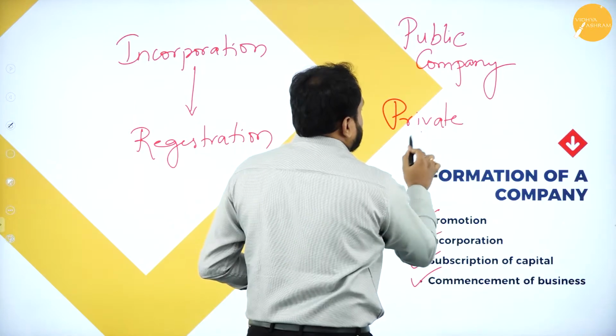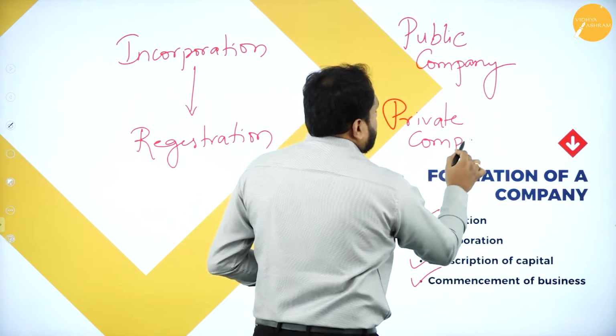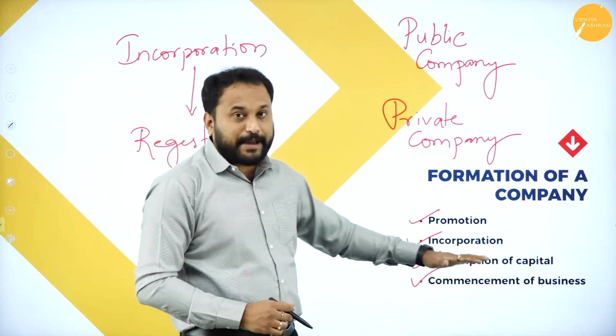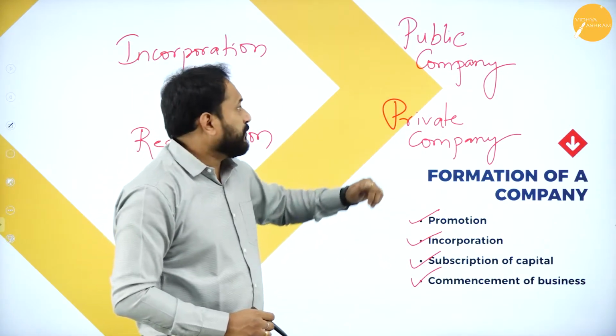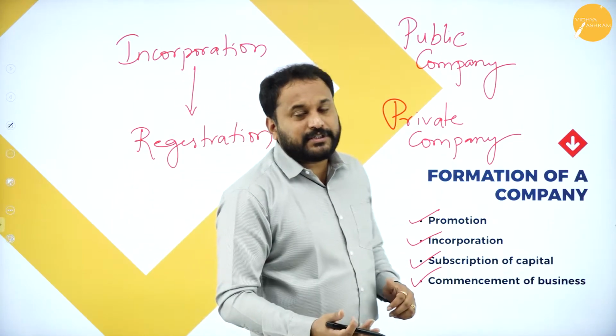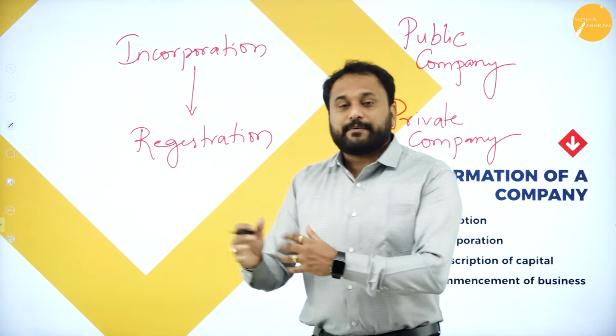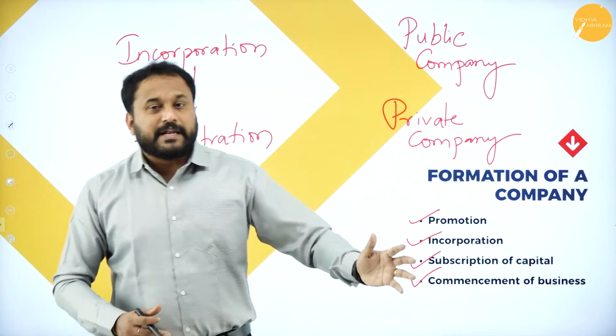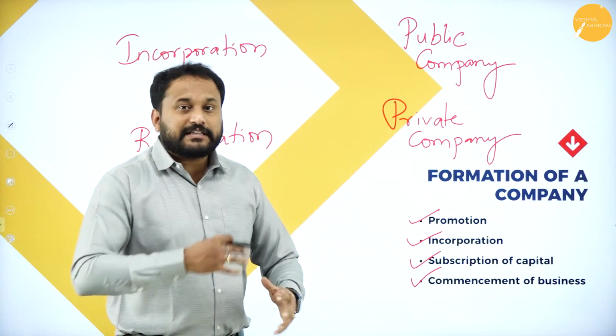The private company. Now for both the companies, we will not go with the same kind of subscription of capital. There is a lot of difference between a public company and a private company. When it comes to minimum subscription, for a private company it is only 1 lakh rupees, and when it comes to a public company, it is 5 lakh rupees. So there is a difference here.